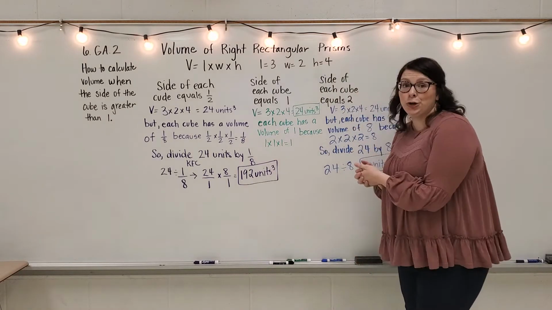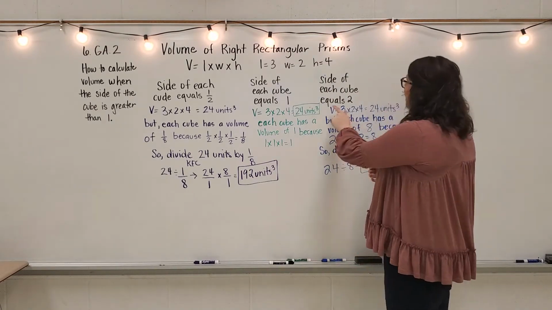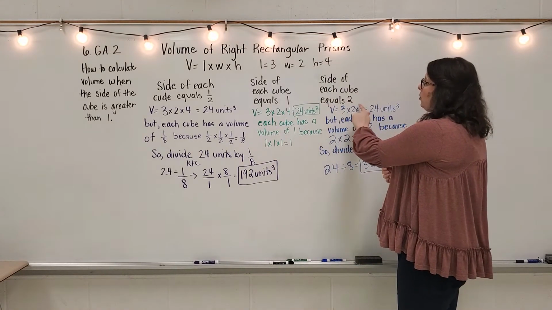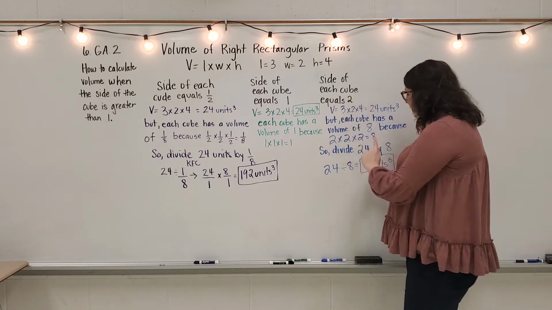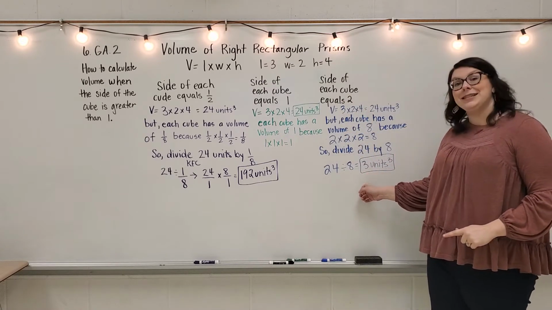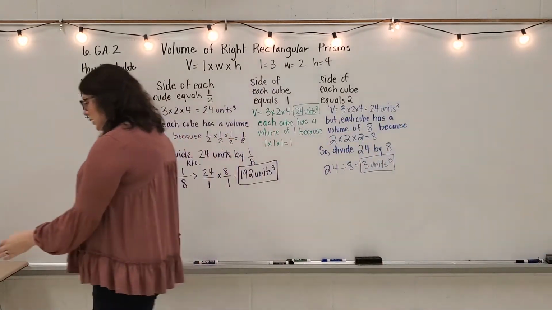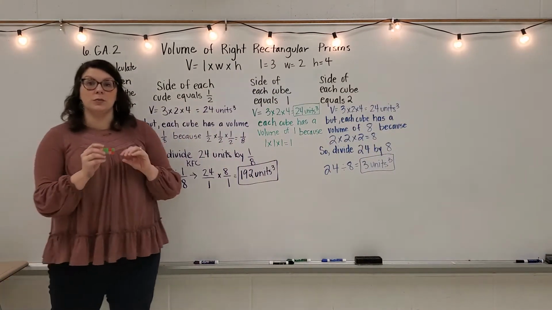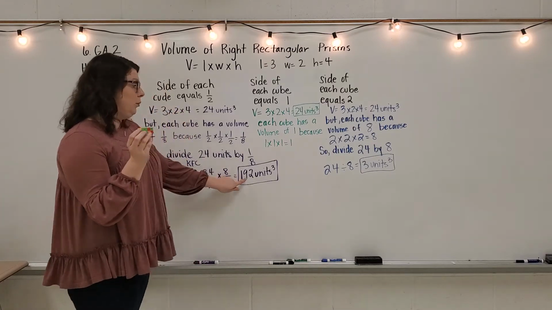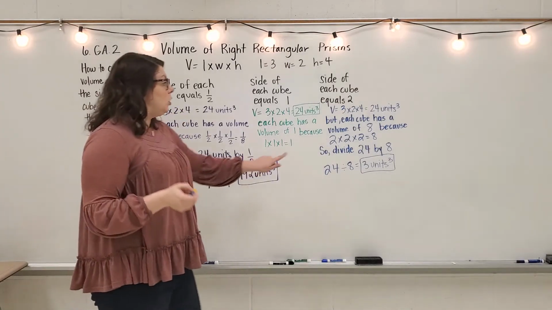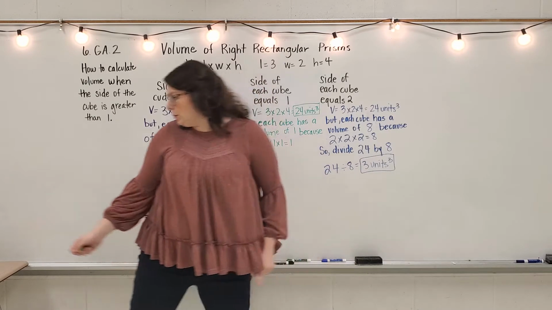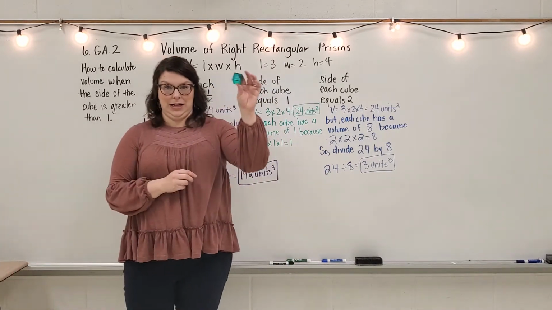If I increase the amount to where each side of the cube equals 2, then look how much lower my number gets. Now I only need 3 of those. And that's because the smaller the cube, the more I'm going to need. The larger the cube, the less I'm going to need.